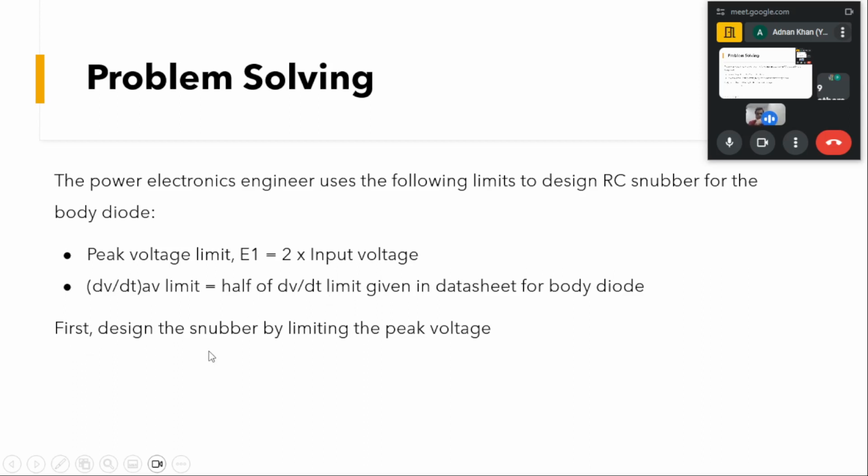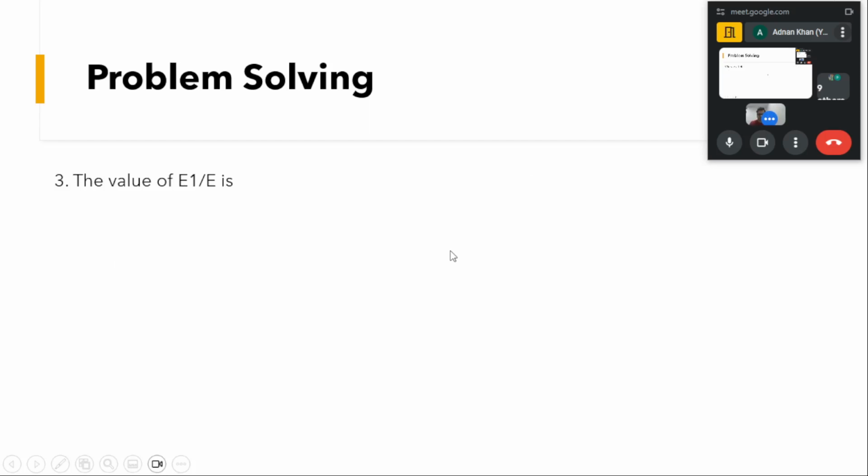Now we shall do the first design. What it is telling us is to first design the snubber by limiting the peak voltage. First we will see the design of the snubber by limiting the peak voltage and how it is done. The third question first asks us what the value of E1 by E is. In the previous slide itself it was given, so can anybody answer this question if you are paying attention? What is the value of E1 by E here?